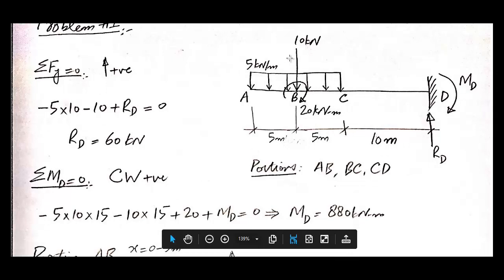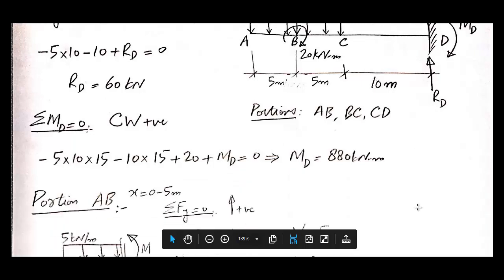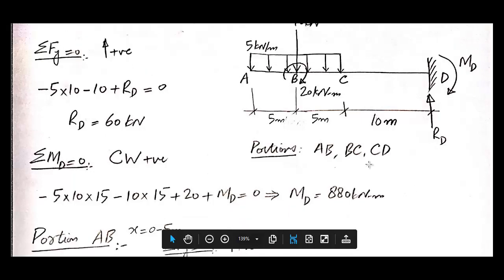Then next is this 10 kilonewton force. It's also producing counterclockwise moment about point D, so with a negative sign. 10 and 15 is the lever arm of this 10 kilonewton force. Then this 20 kilonewton meter moment acting in clockwise direction will be taken as positive. And the last one is MD, which is acting in clockwise direction, so it will be taken as positive, and that should be equal to 0. Now if we solve this equation, we get MD equal to 880 kilonewton meter. So in this way we have calculated both the reactions of this beam.